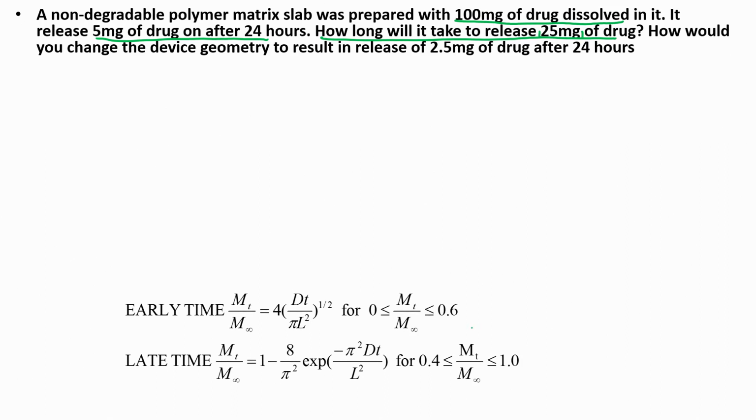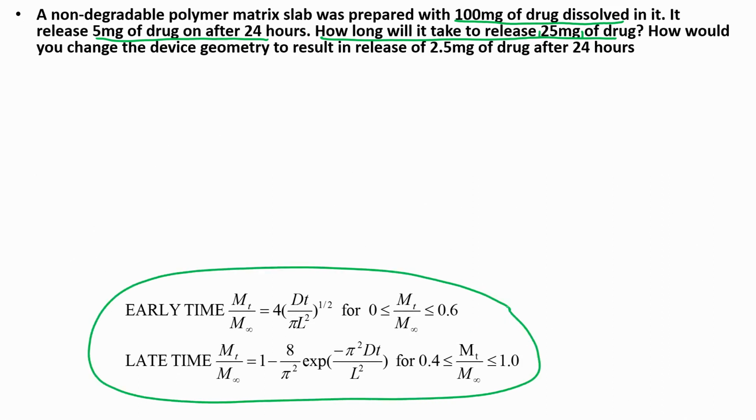So, that is the first part of the question. Let us tackle that. We already know that for a polymer matrix slab, the equations are these for the early and the late time, through our class. And this is of course after approximation for early time and the late time, where early time is anywhere between 0 to 60% of the drug being released, and late time could be anywhere between 40 to 100% of the drug being released. In this case, the total drug that is loaded is about 100 milligram, and what has been released is only 5 milligram.